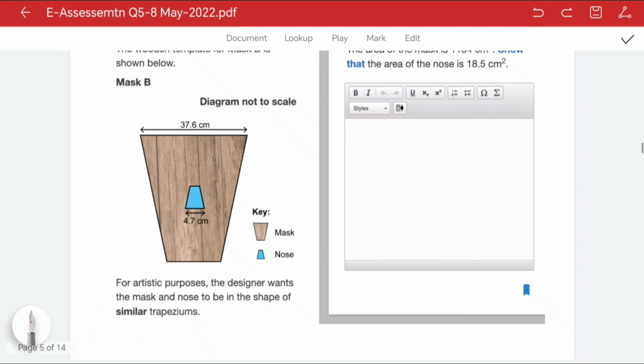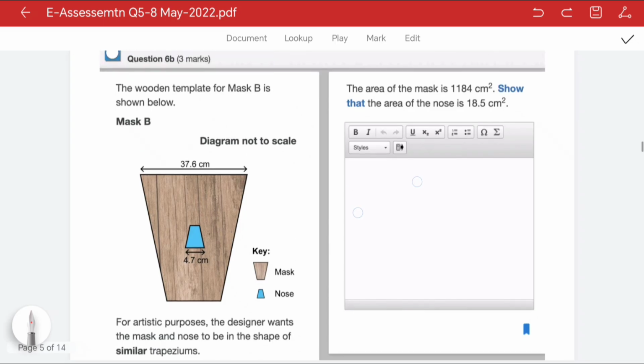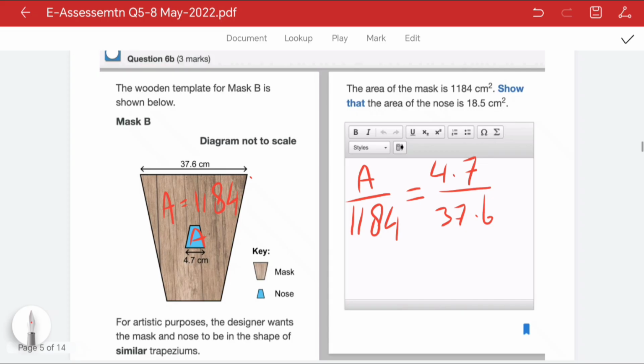So if they are similar, we have to show the area of the mask. The area of this one is given, 1184 centimeters squared. So the area of the small one is required. We write the area of the small one over the area of the capital one, which is given, equal to the small side 4.7 over 37.6, because they are similar. This is the side, but this is area, so side is in centimeters and area is in centimeters squared.